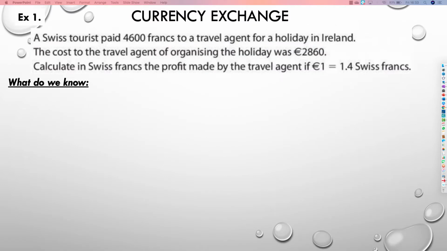a Swiss tourist paid 4,600 francs to a travel agent for a holiday in Ireland. The cost to the travel agent of organising the holiday was €2,860. Calculate in Swiss francs the profit made by the travel agent if €1 is equal to 1.4 Swiss francs.